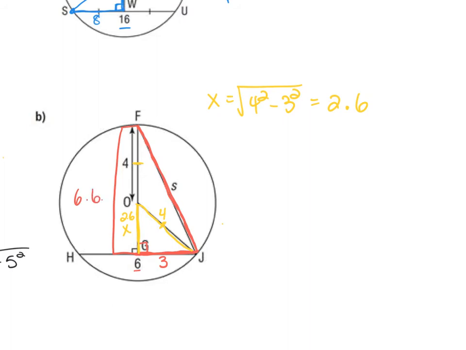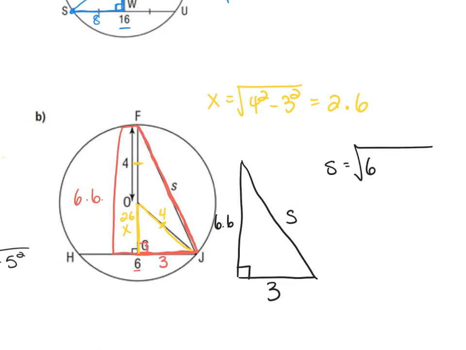So let me redraw my big triangle there, just separate so it's a little bit easier to see. So this is 3, this is 6.6, and this is S. So now we can find S. S is equal to the square root of 6.6 squared plus 3 squared, because S is the hypotenuse, so I need to add. So when I plug that into my calculator, I end up with S equal to 7.2.